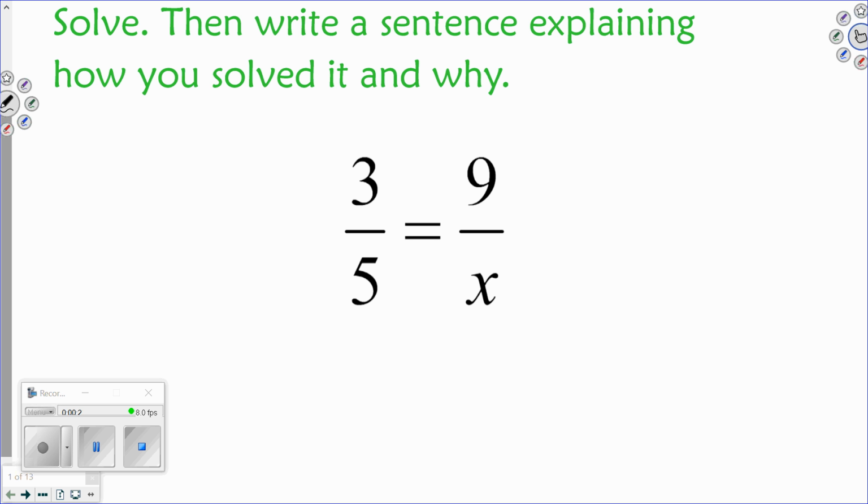Anytime you have a fraction equals a fraction, cross multiply. Not when you multiply. That's where people want to say cross multiply when there's a dot in the middle, and that's not where you do that. But no, this is cross multiply. So 3 times x, 9 times 5, and then divide by 3.